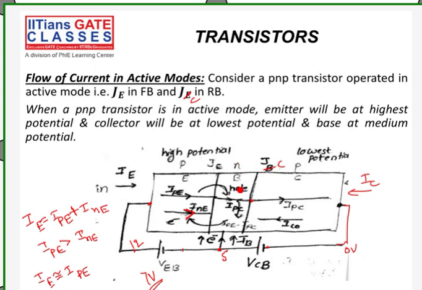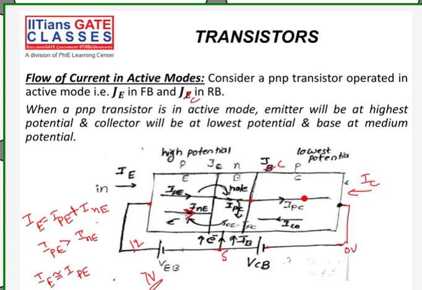So these holes in the n region, which are minority carriers, will experience some attraction towards the junction because it is reverse biased. In a reverse biased junction, minority carriers can cross the junction. So these holes are minority carriers in the n region, and they can easily cross the junction. They don't experience any repulsion at the junction because it is reverse biased. They can reach the collector junction.